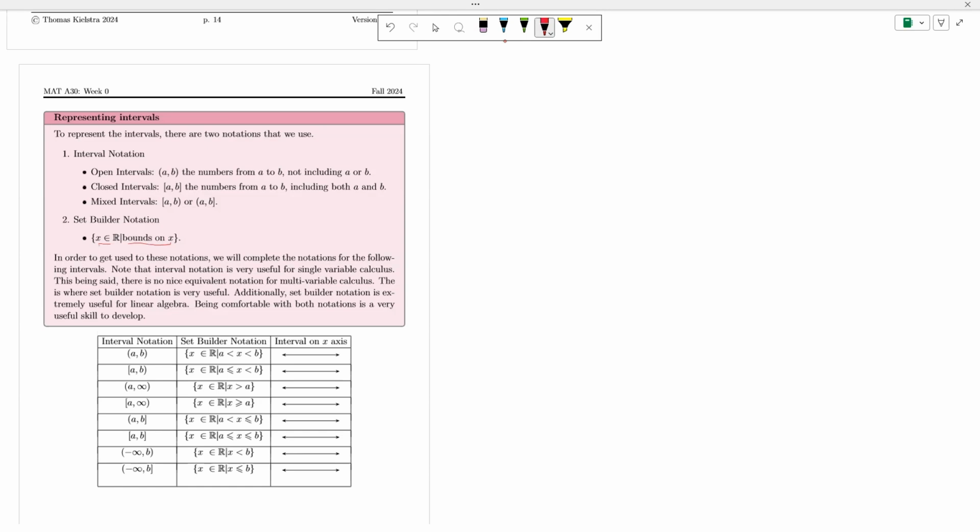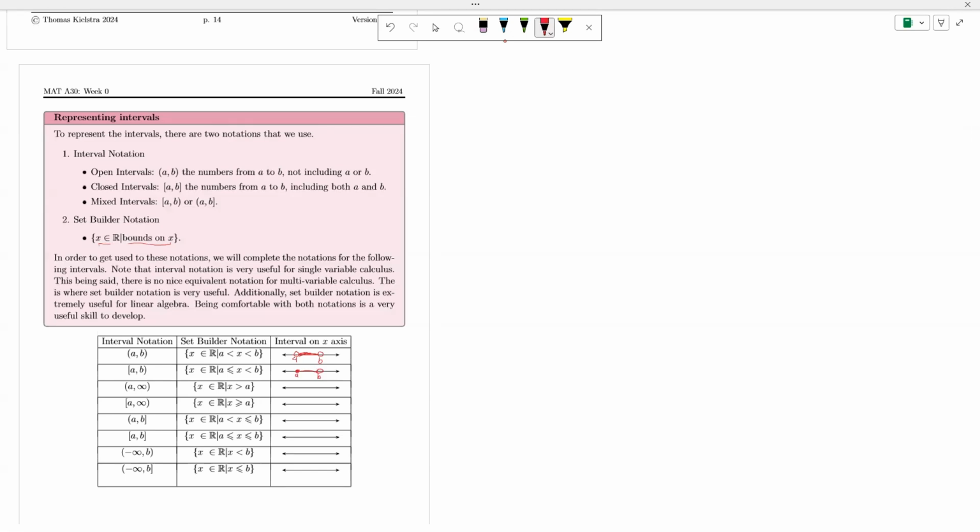So here we're going from A to B, which we'll mark A here. We'll mark B here. And we're not including A or B because we have round brackets. So we use an open circle to mean not A and not B. And that would be our interval. Here, we're going to include A because we have a square bracket, and not include B. So if I have A, then B, I'm going to include A by drawing a filled circle and not include B by drawing an empty circle.